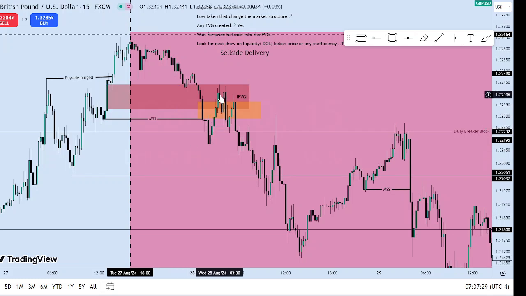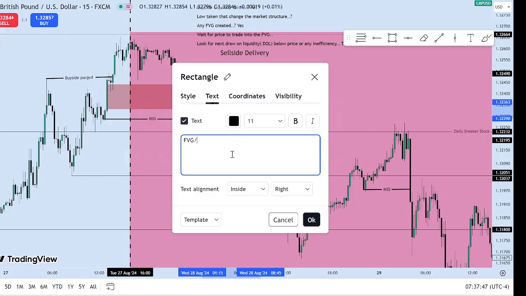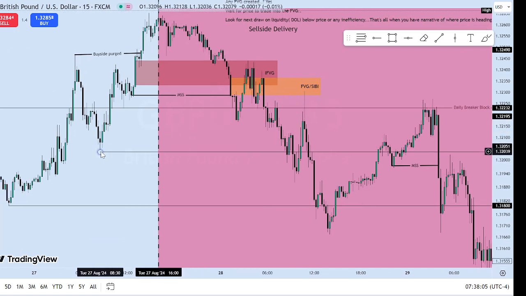Okay, so you wait for price to trade into this inversion fair value gap, which has turned into an inversion fair value gap because you have violated it. It now turns to inversion fair value gap. Why? Here is CB, a fair value gap, CB, sell side imbalance, buy side inefficiency, standing as a major resistance level also. So you wait for price to trade into it, then you look for the next draw on liquidity.